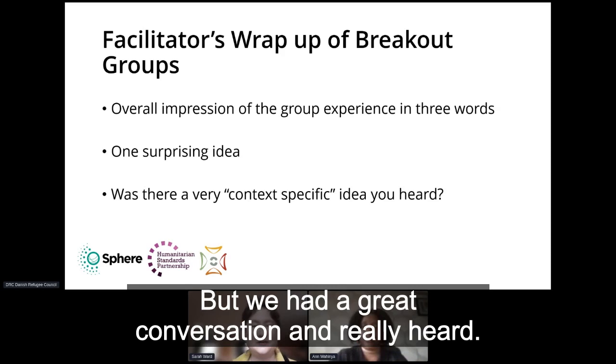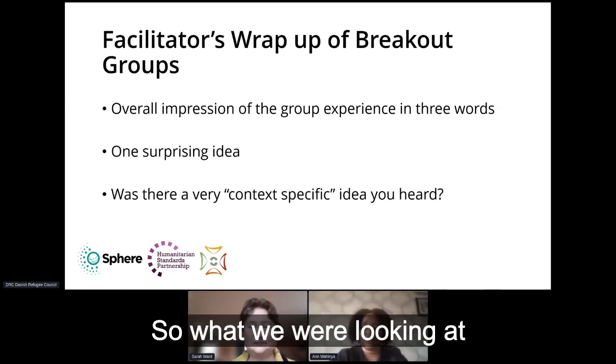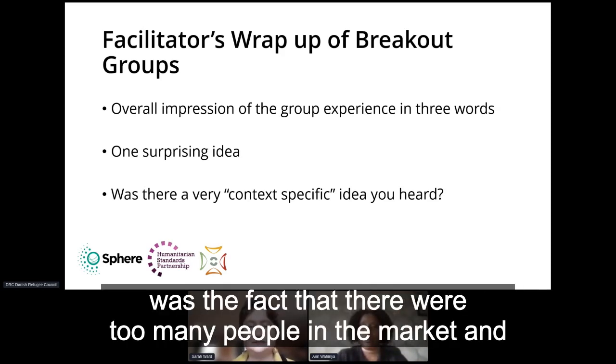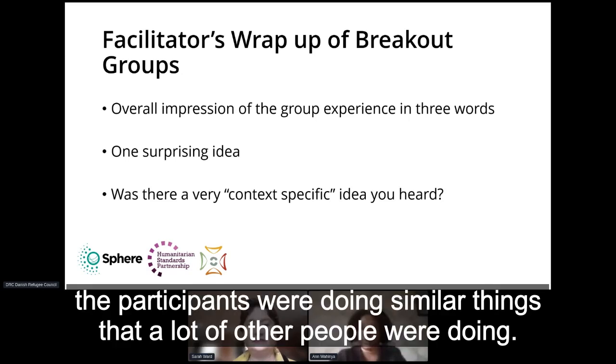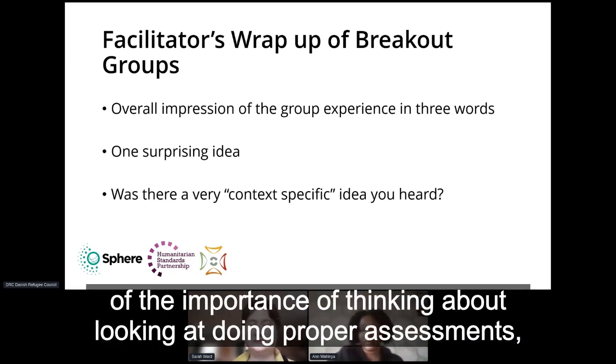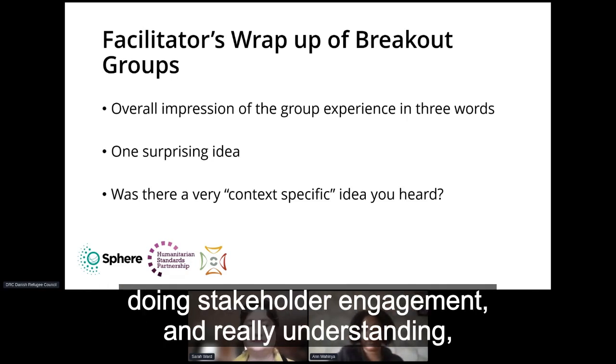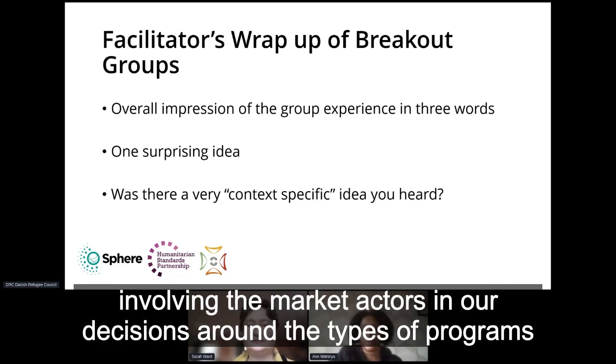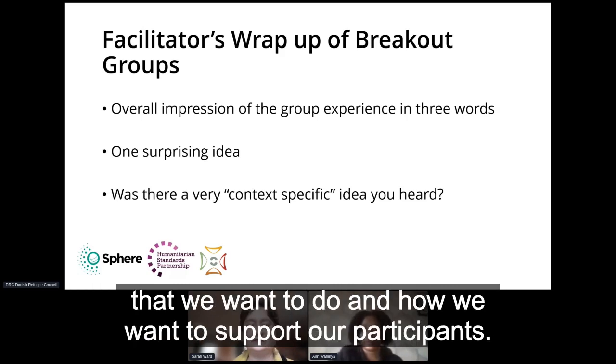But we had a great conversation. What we were looking at was the fact that there were too many people in the market, and the participants were doing similar things that a lot of other people were doing. So what we really found was the importance of doing proper assessments, doing stakeholder engagement, and really involving the market actors in our decisions around the types of programs we want to do and how we want to support our participants.